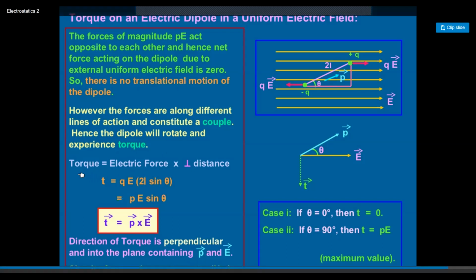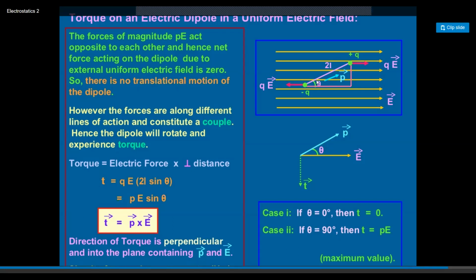What is the torque? It is force into the perpendicular distance between two forces. Here, the electric force and the perpendicular distance between the two forces. Torque is generally written by tau. Here it is written T, but it is tau. What is the perpendicular distance? It is this one, the 2L.